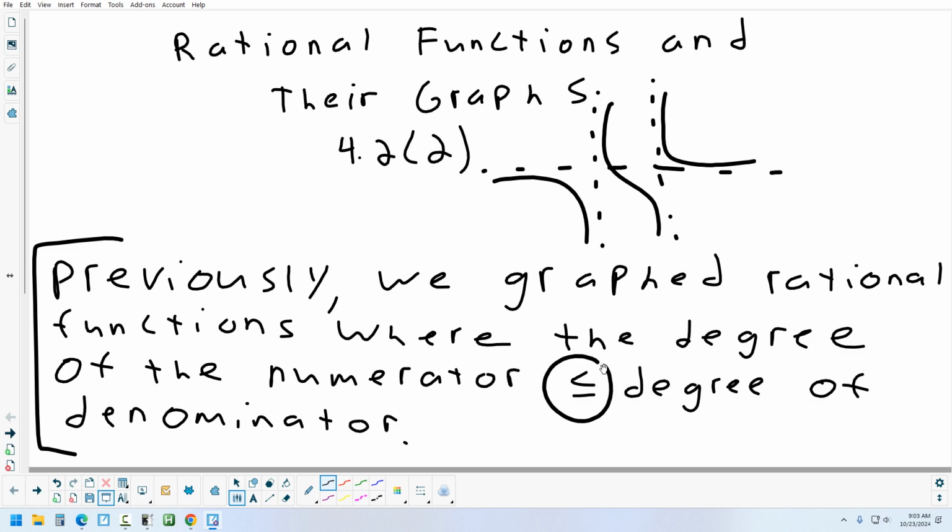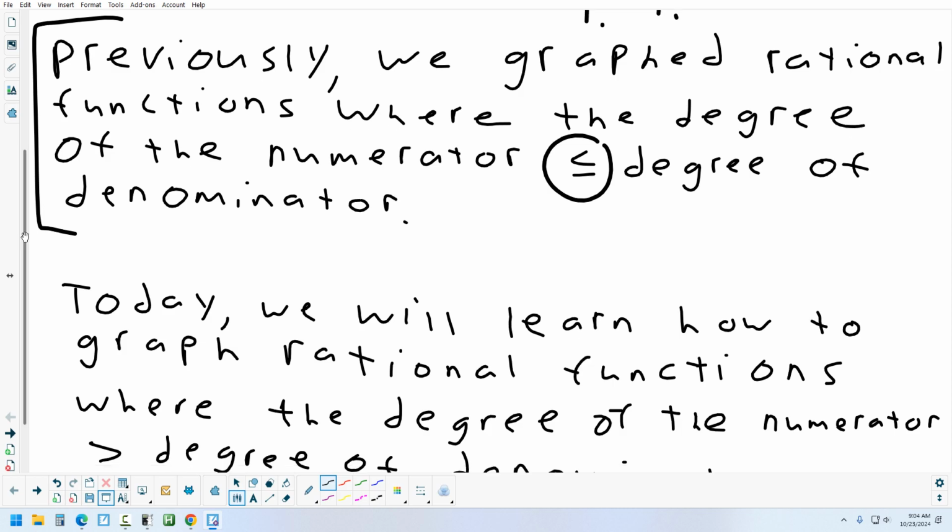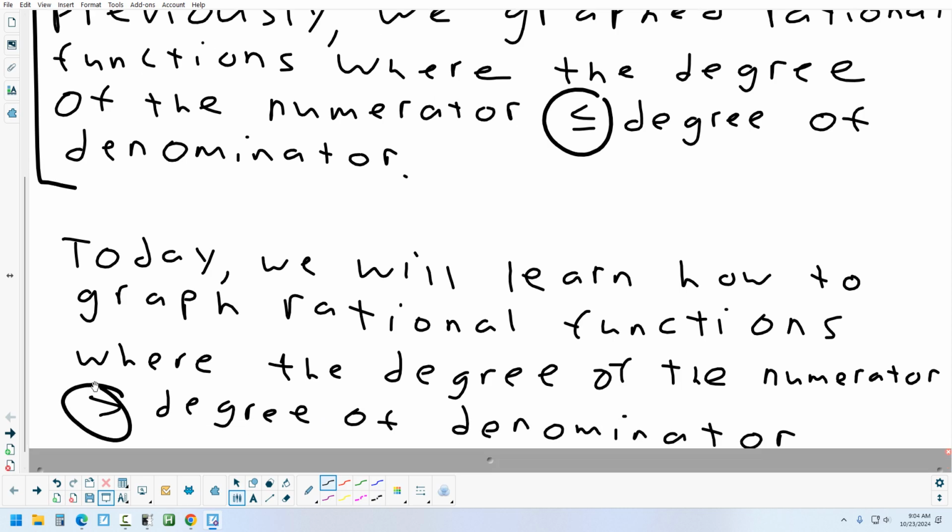Okay? When it's equal, it still can look pretty similar. It's just the horizontal asymptote moves up a little, but it still is in the same 3 basic pieces. What we're going to look at today is what happens when the degree in the top is bigger, okay? Bigger than the bottom. When that happens, the graph can do something a little different.